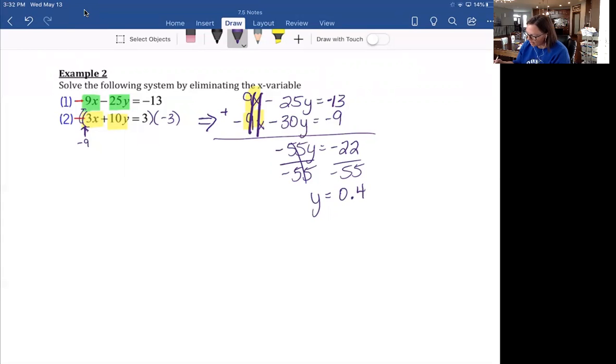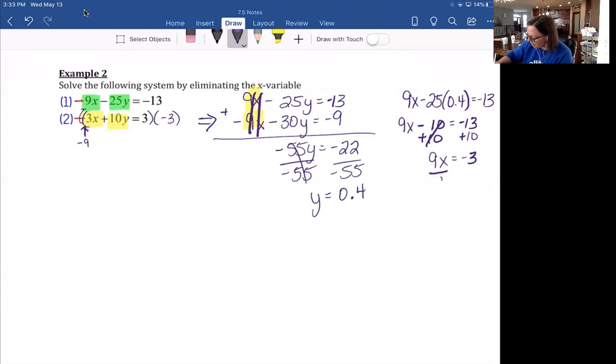So I'm going to put that back into an equation now. 9x minus 25 times y equals negative 13. So I have 9x minus 10 equals negative 13. I'm going to add 10 to both sides. 9x is going to equal negative 3. I'm going to divide by 9, and x is going to equal negative 1/3.